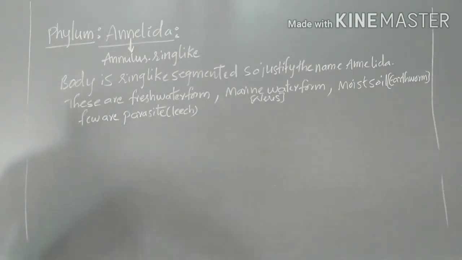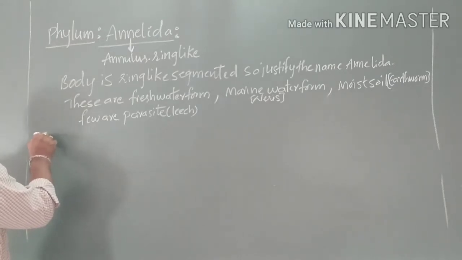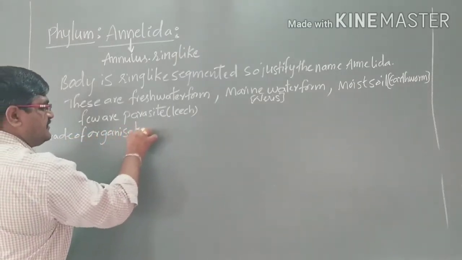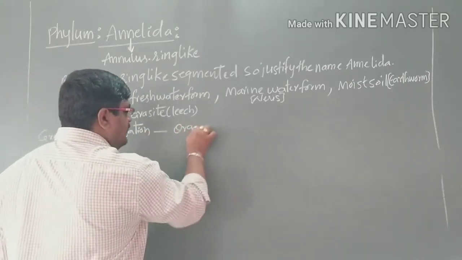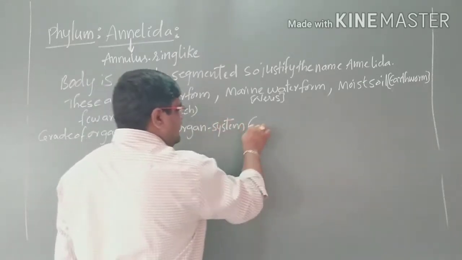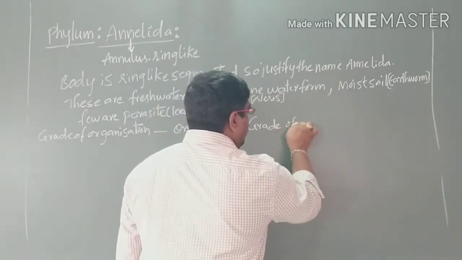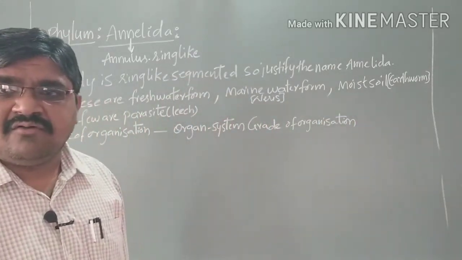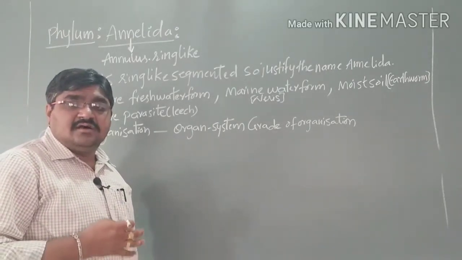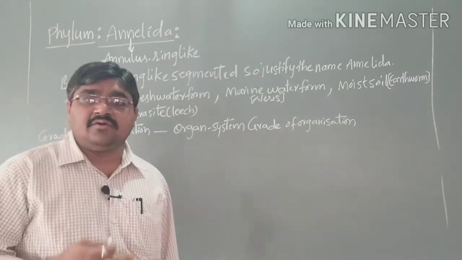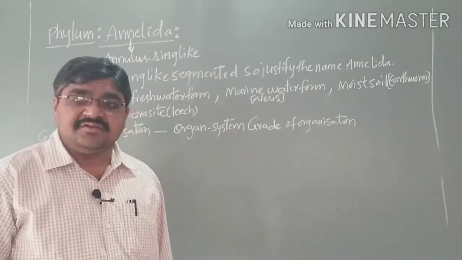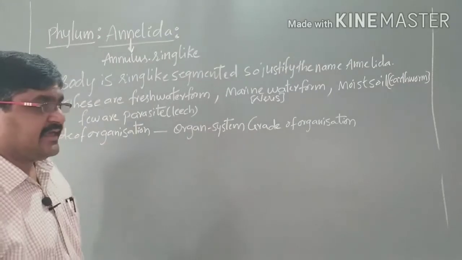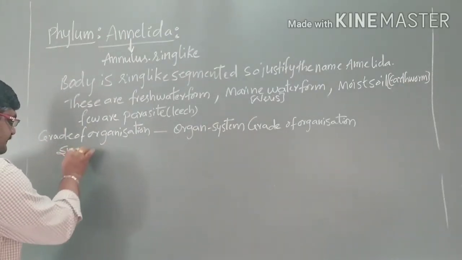And here coming to the grade of organization. Which grade of organization is taken place? An organ system grade of organization is present, where all organs are combined together to form an organ system. The organ system performs all the vital activities which take place in an organism. So it shows an organ system grade of organization.